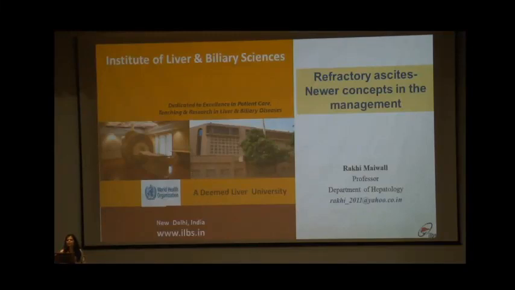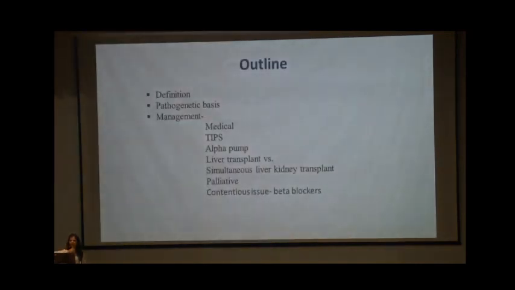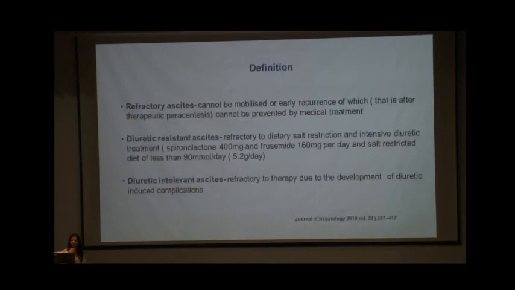A very good morning. I will talk about refractory ascites and newer concepts in the management of this entity. So this is going to be the outline. I'll start with the definition, which we all know: refractory ascites is ascites which cannot be mobilized, or the early recurrence of which, that is after a therapeutic paracentesis, cannot be prevented by medical treatment.